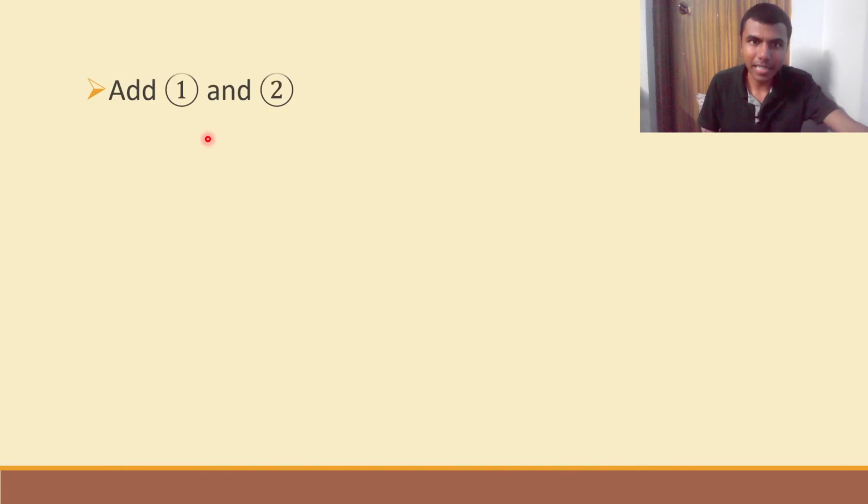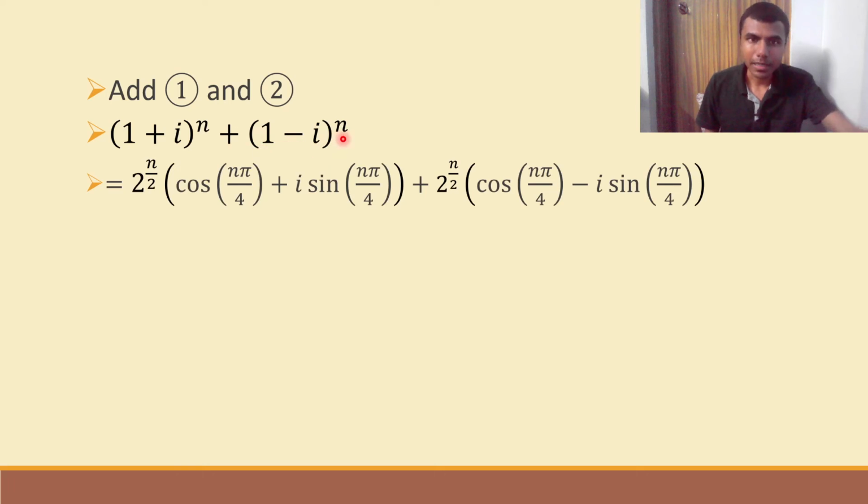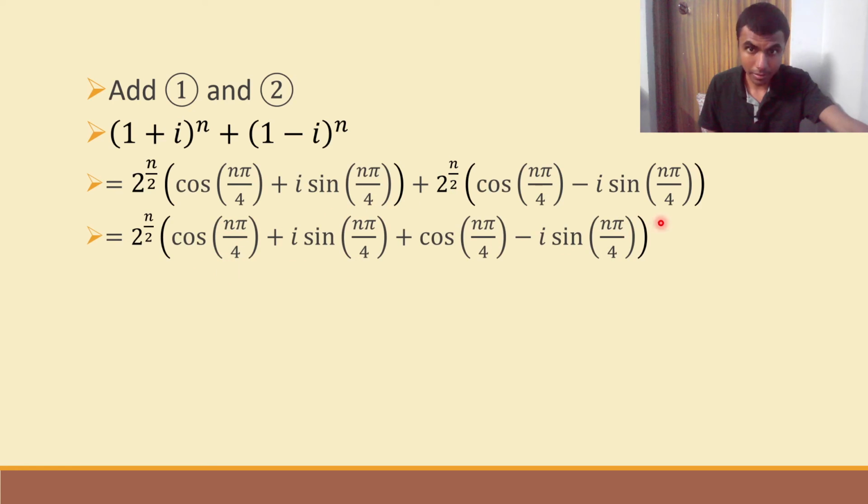Okay, now the final, add just equation 1 and 2. Let's come back. Now 1 plus i whole power n plus 1 minus i whole power n. See these two things, right? We got. Now just take 2 power n by 2 common in these two things. I'd get this. Fine, i sin n pi by 4 and minus i sin n pi by 4 cancel. So cos n pi by 4 plus cos n pi by 4 is 2 cos n pi by 4.